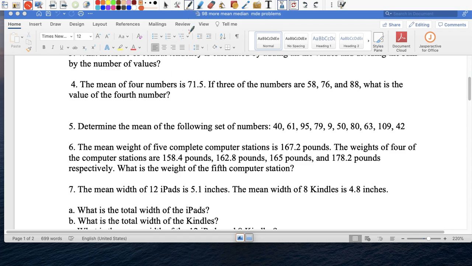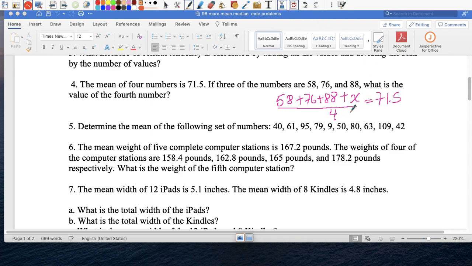4. The mean of all numbers is 71.5. So let's sort of do this the long way. If 3 of the numbers are 58, 76, and 88, what is the 4th number? So let's say your average was 71.5, right? And you took 4 tests. What's the score of the 4th test? That's one way of thinking. So you can do this in this manner: 58 plus 76 plus 88. You had 4 tests, but you don't know the last test, so let's call it x. And if you divide that by 4, you got your average of 71.5.